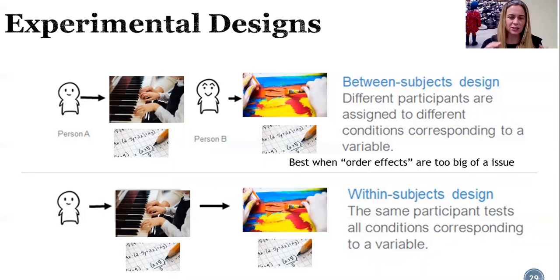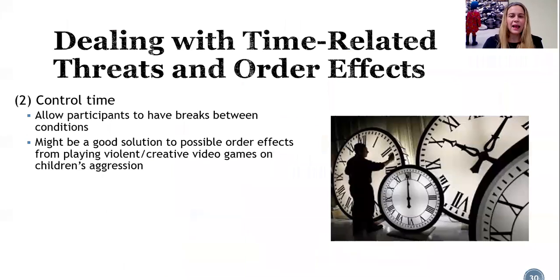Between subjects designs are going to be your best choice whenever order effects are going to be too big of an issue, when you can't unlearn something, for example. The other 2 ways of dealing with it allow you to still use a within subjects design. What you can do is control time. I mean, you can't go back in time, but you can control the amount of time that exists between when people get their different conditions.